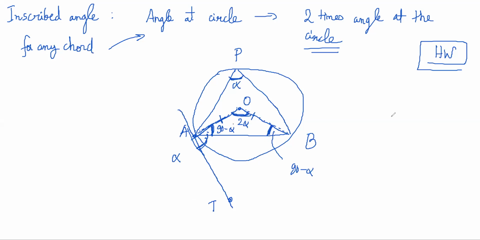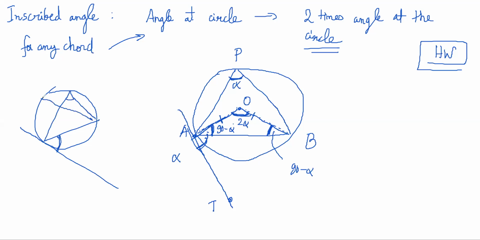Right? So in any situation in a circle, if you have a chord and a tangent here, the angle between chord and tangent will be equal to this angle, or this angle, or half of this angle. Understood? Okay. Then we have angle in a semicircle is 90 degree, obvious.